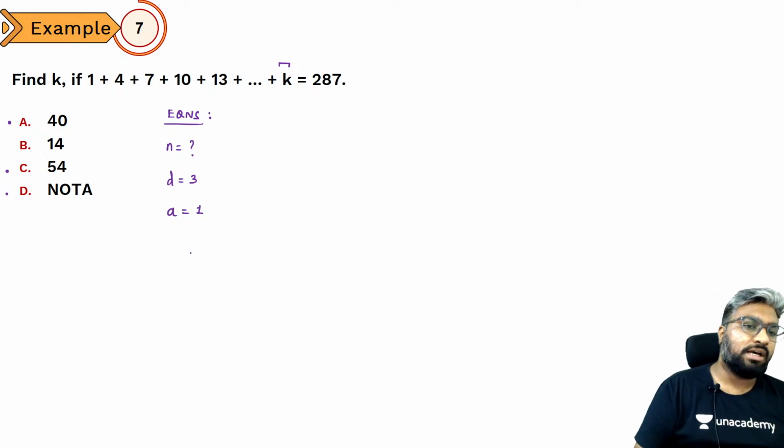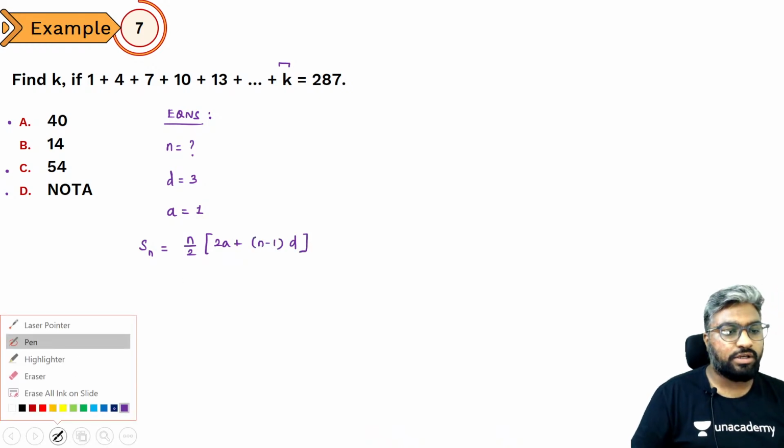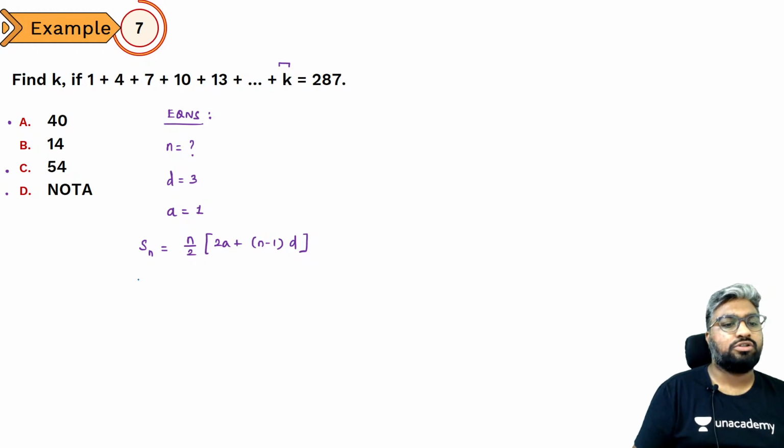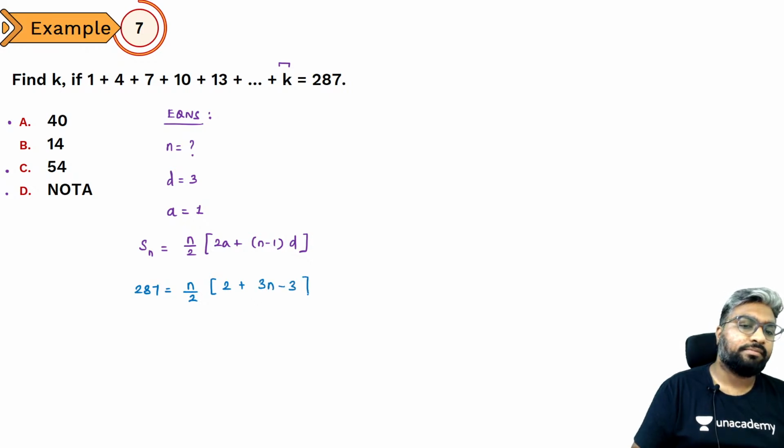So what would we do here? Sum of first n terms is given as n by 2 into 2 times a plus n minus 1 into d, right? We're going to solve this. Sum of n terms is 287. This is equal to n by 2 into 2 times a is 2 times 1, n minus 1 we don't know, d is 3, right? So we get 3n minus 3.